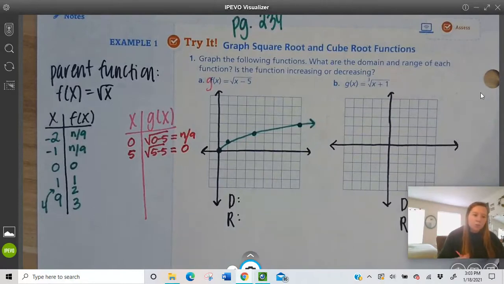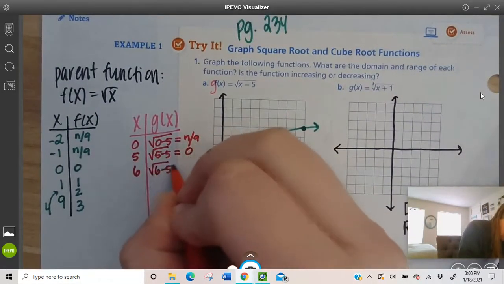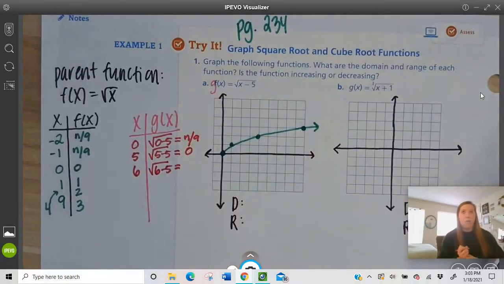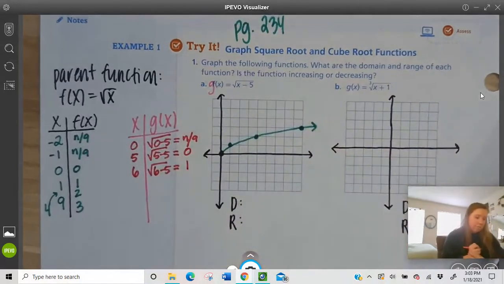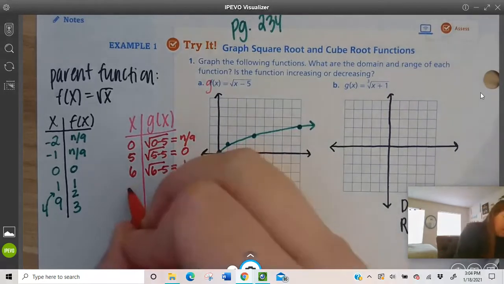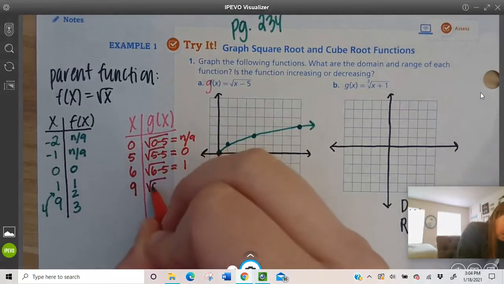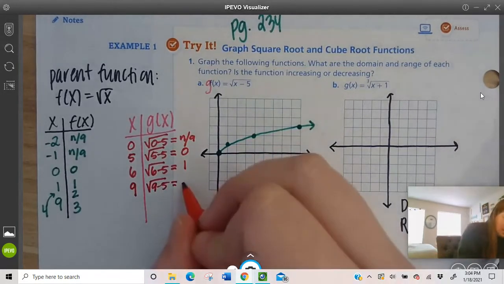If I do 6, what happens if I do the square root of 6 minus 5? That's the square root of 1, which is 1. So that one's going to show up on our graph. And we can pick some more points. The idea is that we want to get a perfect square underneath our radical, right? So our next one is 4. So what minus 5 equals 4? 9. So we do 9 minus 5 equals 4. The square root of 4 is 2.